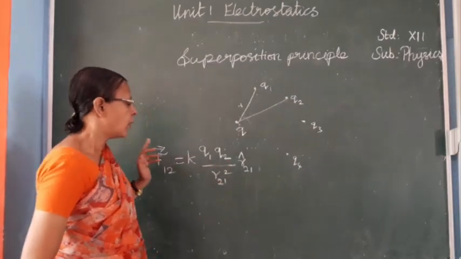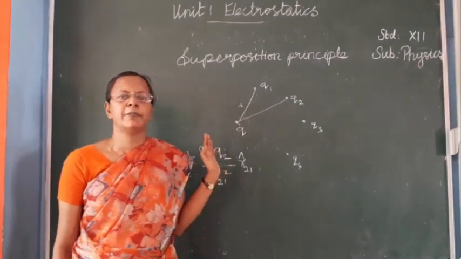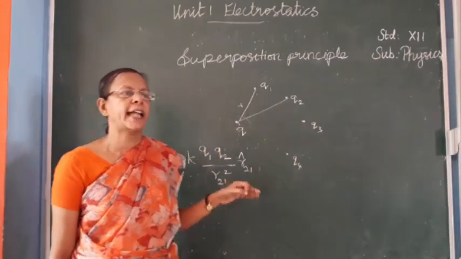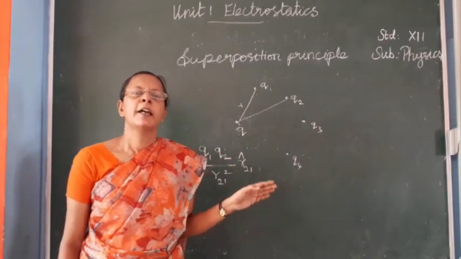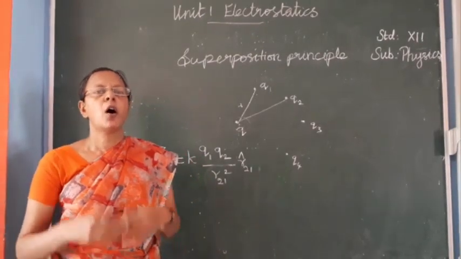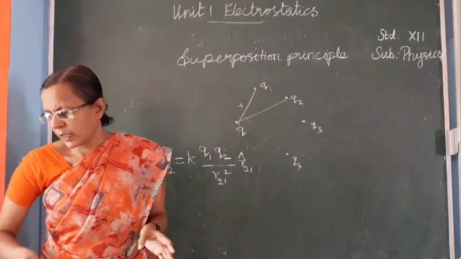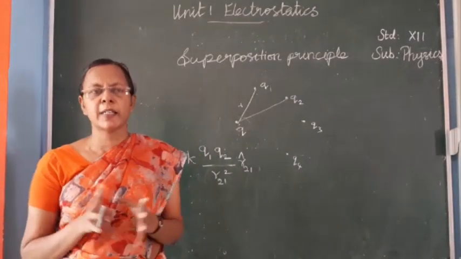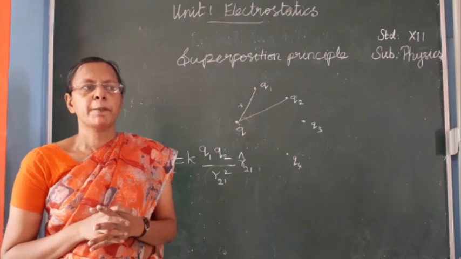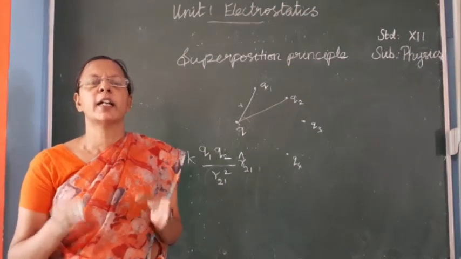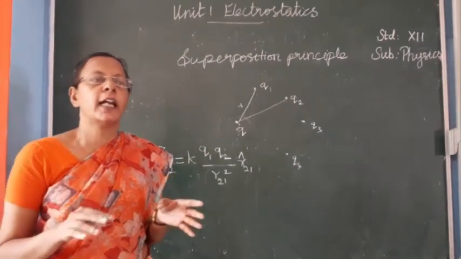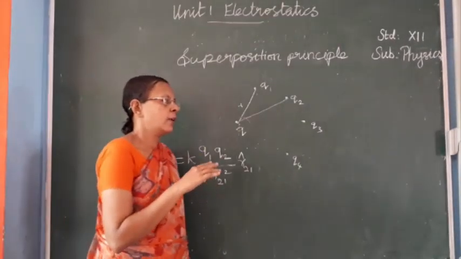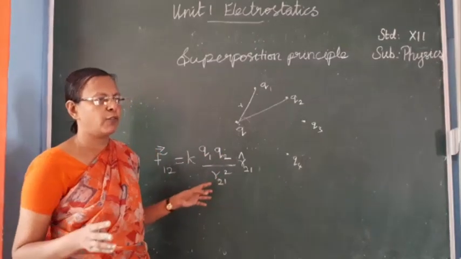Okay, so what is the superposition principle defining? According to the superposition principle, the total force acting on a given charge is equal to the vector sum of all the other forces exerted on it by all the other charges. So once more I am saying, the total force acting on a given charge is equal to the vector sum of the forces exerted on it by all the other charges.